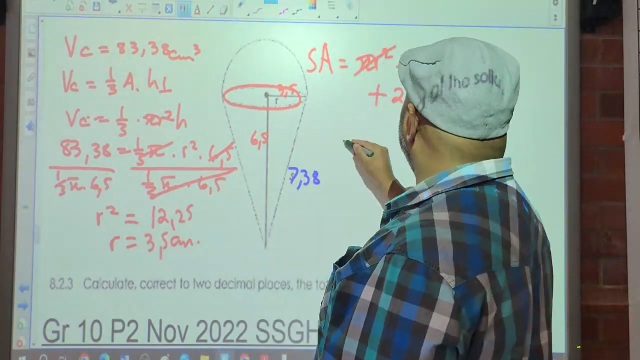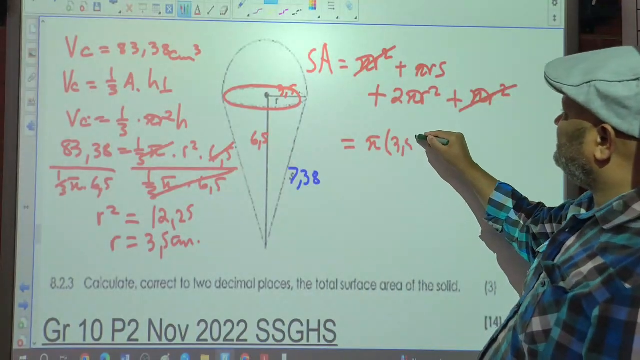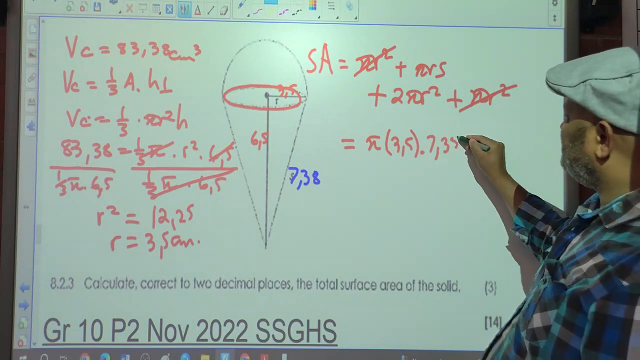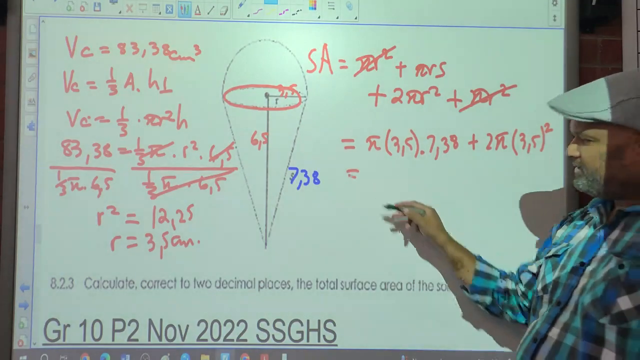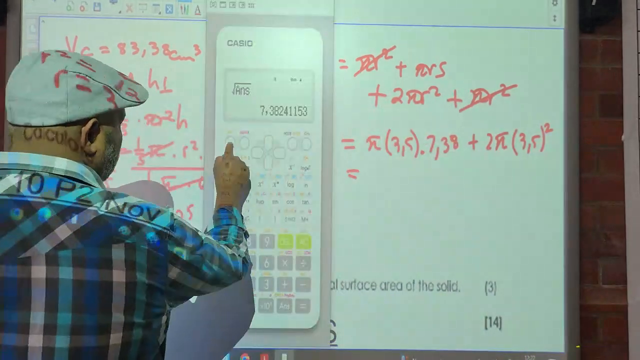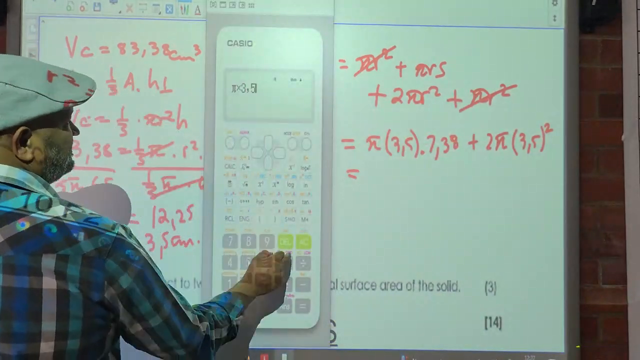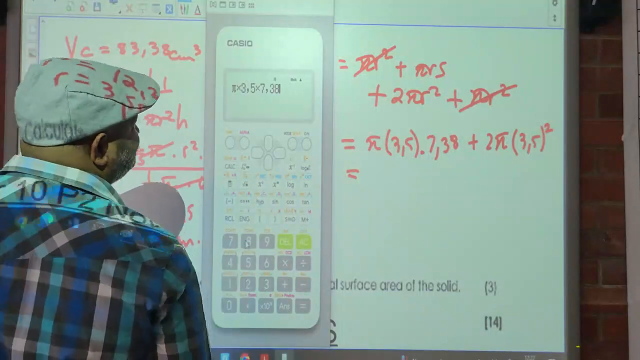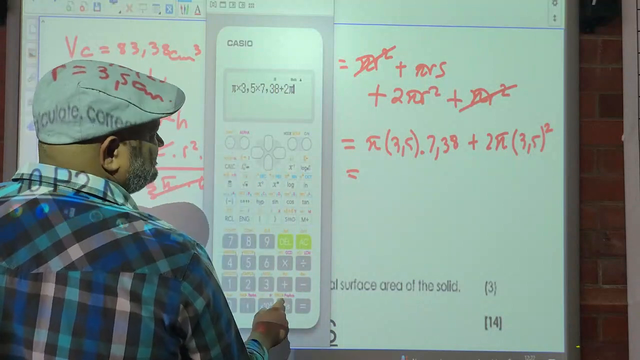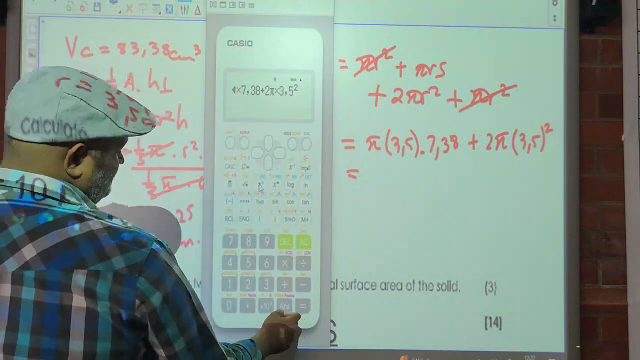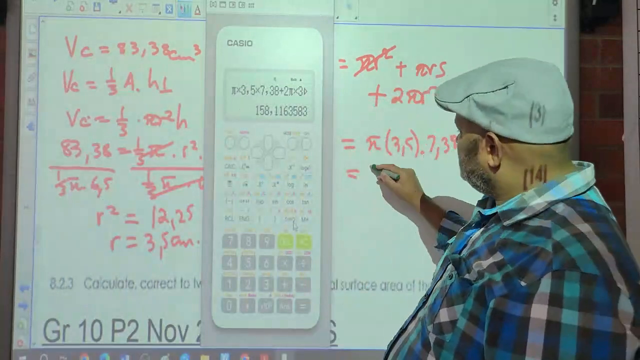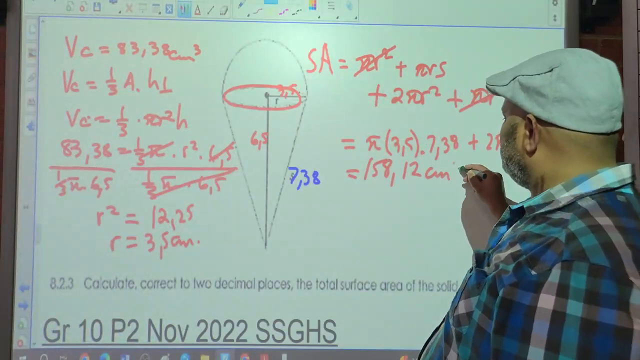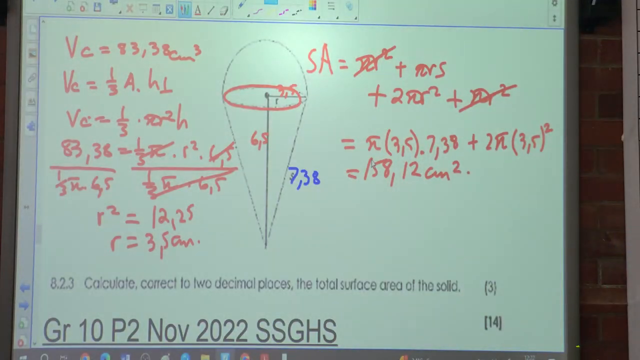So let's go. We do the calculation. It's going to be pi. The radius is 3.5 times slanted height, which is 7.38 plus 2 pi, and my radius is 3.5 squared. So it's going to be pi times 3.5 times 7.38 plus 2 pi times 3.5 squared gives us 158,12. Is that correct? Centimeters. Okay. Any issues there? No?